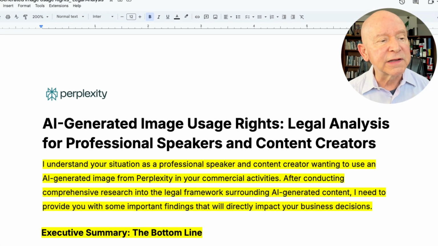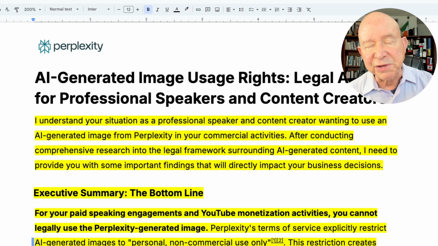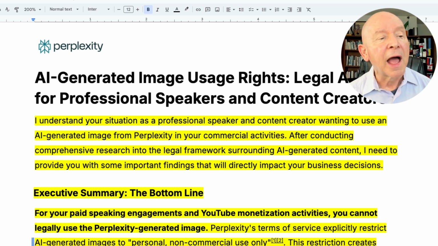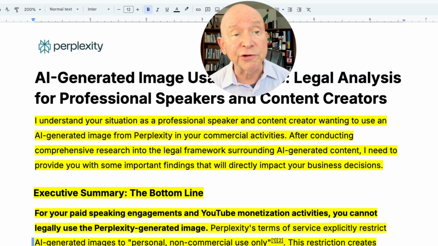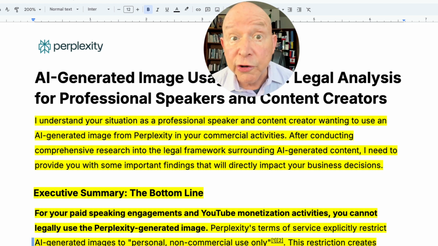What I did is I looked at this and said, okay, here we are. I've generated, and it came back. This is not ChatGPT. You can tell I use them both here, using Perplexity. And this is what it says. I understand your situation as a professional speaker. See, it's relating to me, and it knows that's who I am. I am a professional speaker. I've done that now for over 42 years. So off to a good start right now.